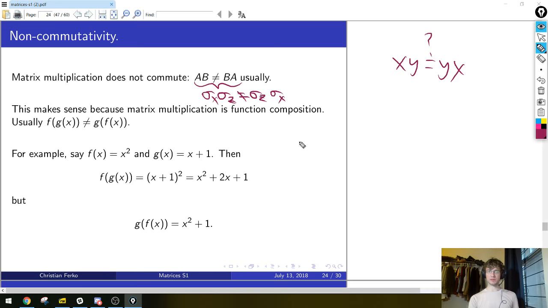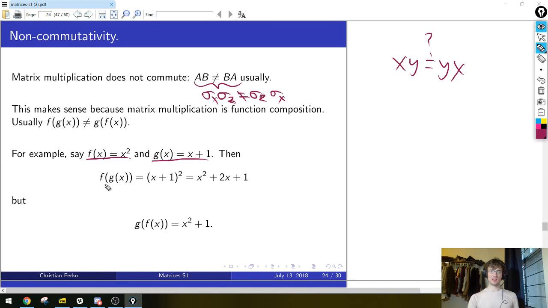A matrix is a function. You apply a matrix to a vector, it's a function applied to an input. And function composition usually does not commute. If you apply f of g of x, that's not the same as g of f of x. A simple example is if f of x is x squared and g of x is x plus 1, we can just try those two orders.